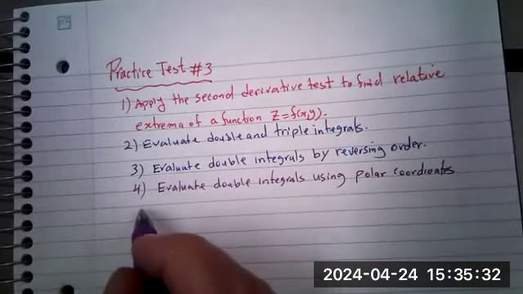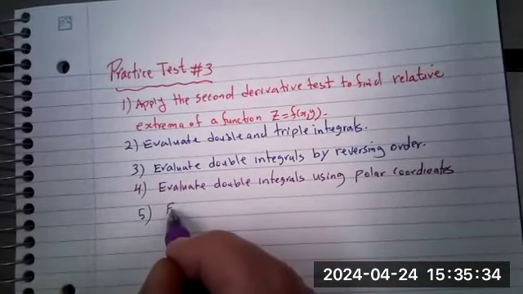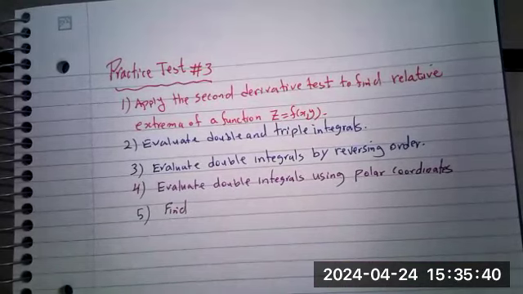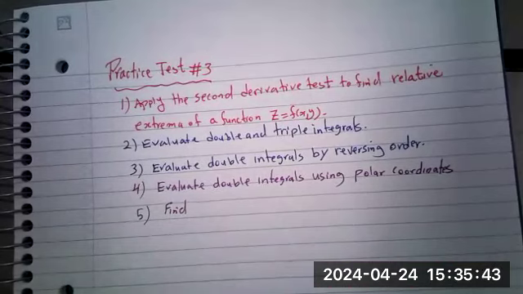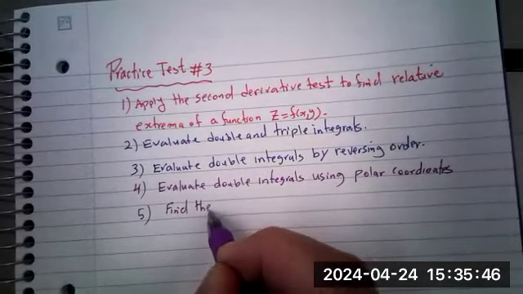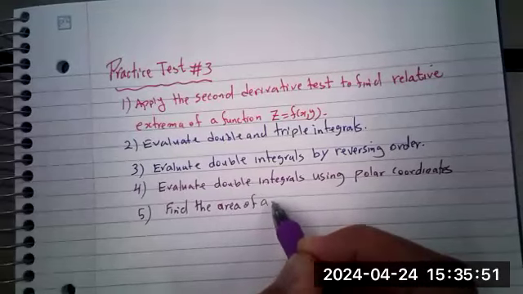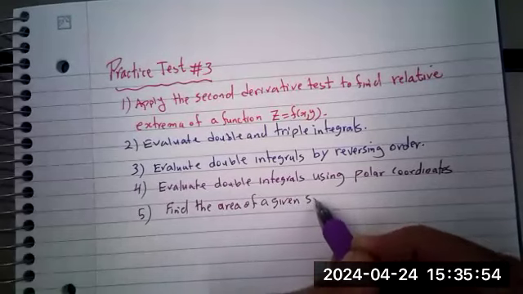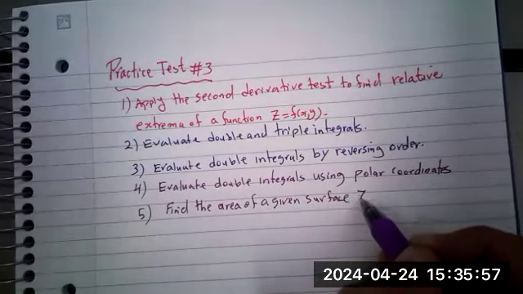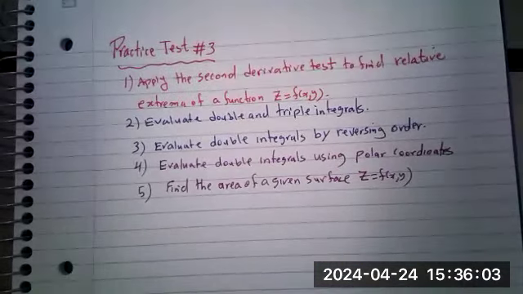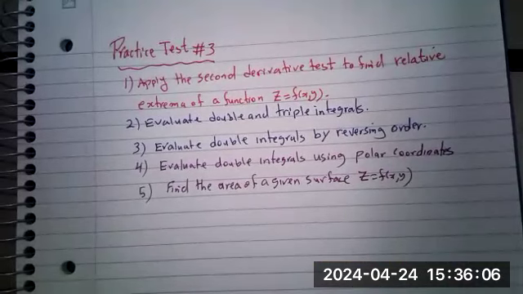Then number 5, we want to find the surface area. The surface is going to be the graph of a function of 2 variables, and we would like you to find the area of a given surface. Surface is going to be the graph of this type of function. So it's the surface area problem. You have the formula, and you're going to do it, and we have it over here, and we're going to check it for you. So that would be the surface area.